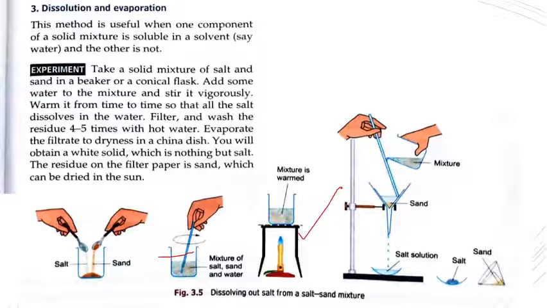Here the sand remains on the filter paper and the water and salt solution comes in the china dish. Afterwards, evaporation takes place and salt is crystallized, and sand is taken out on the filter paper. So this is the experiment which they have explained.